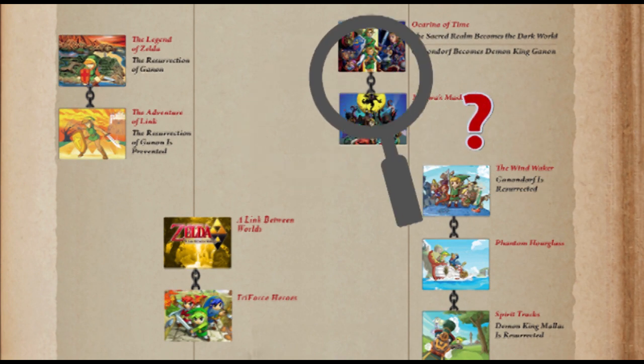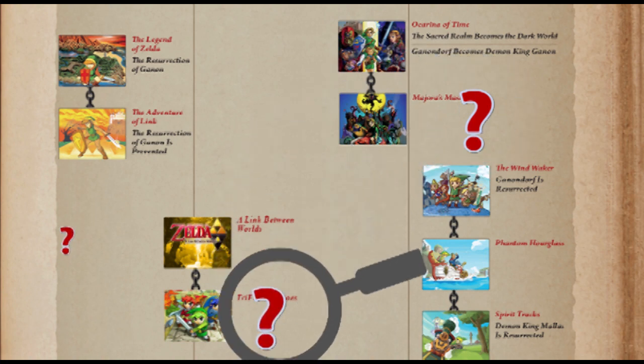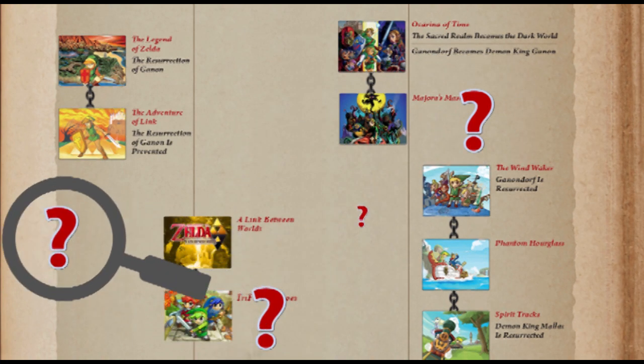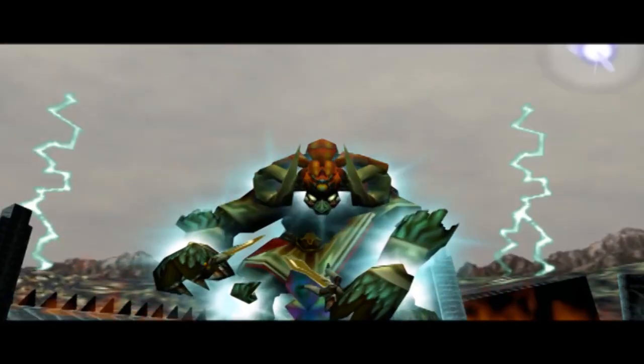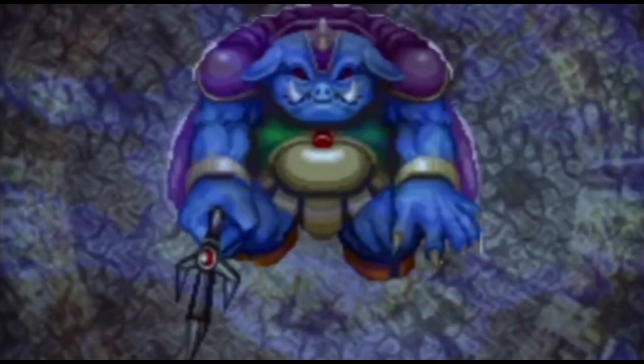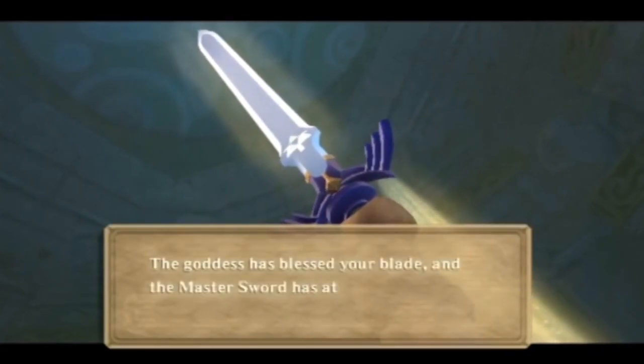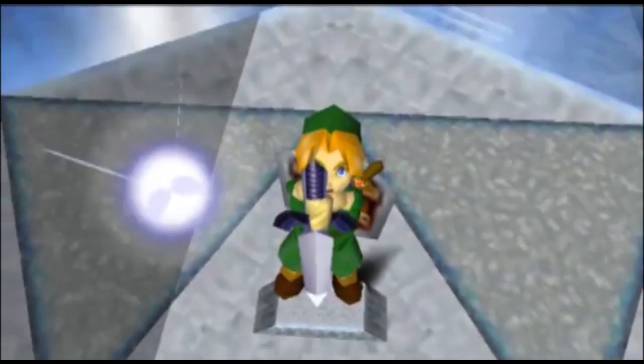The main way we're going to determine the placement of each game is by comparing various elements of the games that give us an indication of whether a given game comes before or after another game. For instance, Ganondorf transforms into Ganon for the very first time during Ocarina of Time, so any game that features Ganon logically must come after. For another example, the Master Sword is created during the events of Skyward Sword, so any game where the Master Sword already exists must come after.